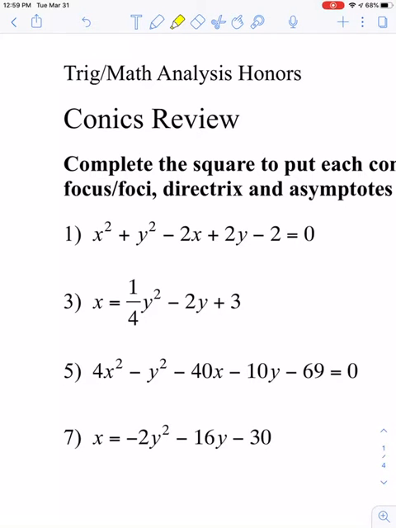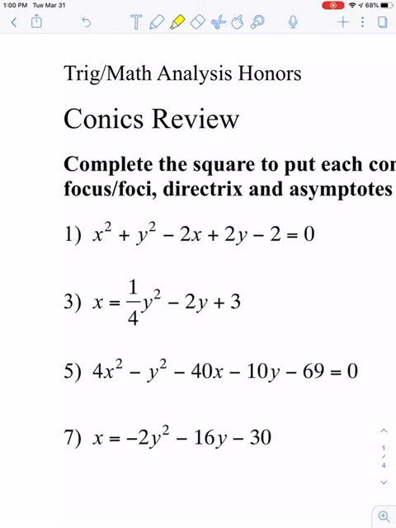Hi everyone. The first thing I'm going to do is a general overview of conics and how you determine between a parabola, a circle, an ellipse, and a hyperbola. So I'm just going to do a quick little run through the first few problems.